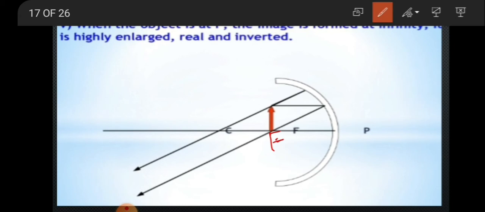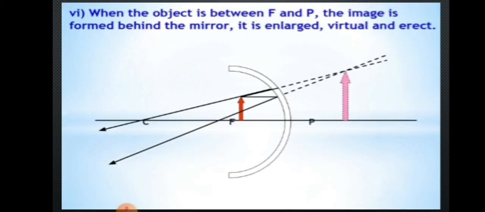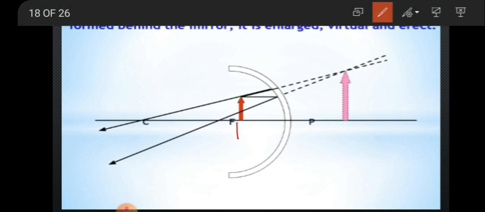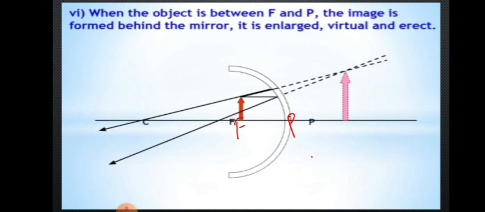And what is the first rule? In the first rule, when the object is at infinity, the image is formed at the focus. When the object is at focus, the image is formed at infinity. Next, when the object is placed between focus and pole, the image is formed behind the mirror. It is enlarged in size, virtual and erect.